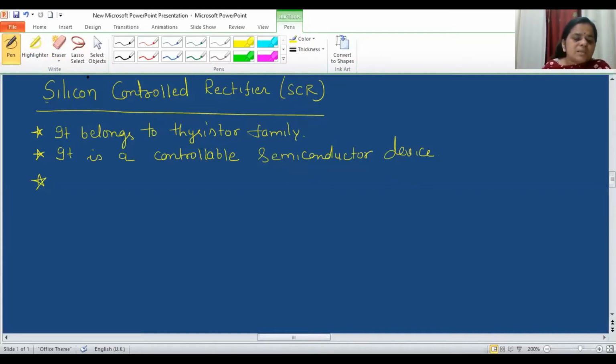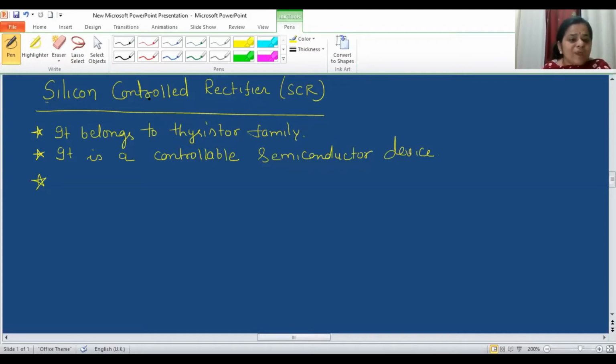Now, why is it called silicon control rectifier? Because it is made using silicon semiconductor material, that's why it is called silicon. Since it has a control terminal, it is called control. Since it is a unidirectional device, meaning it can operate only in one direction and allows the flow of current only in one direction, it is called rectifier.